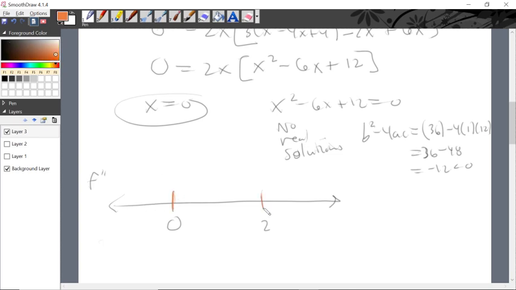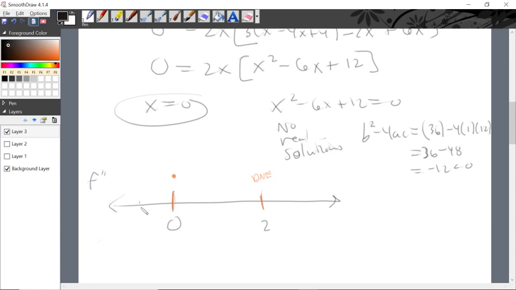So 0 and 2 are the critical numbers of the second derivative, but 0 is the only one that could potentially be an inflection point. 2 is where the second derivative did not exist. In fact, the function didn't even exist there. But we still have to test around it for concavity.